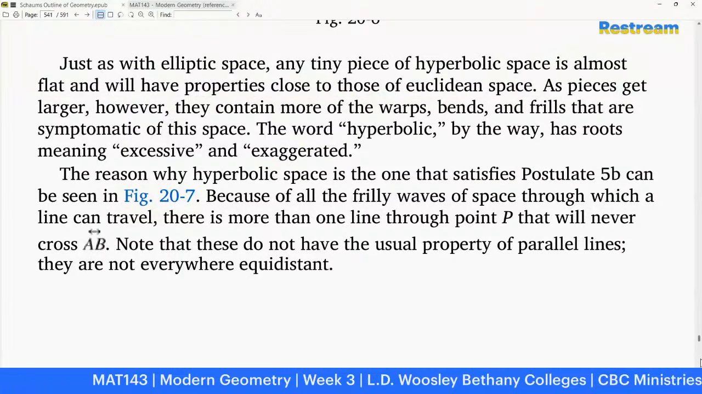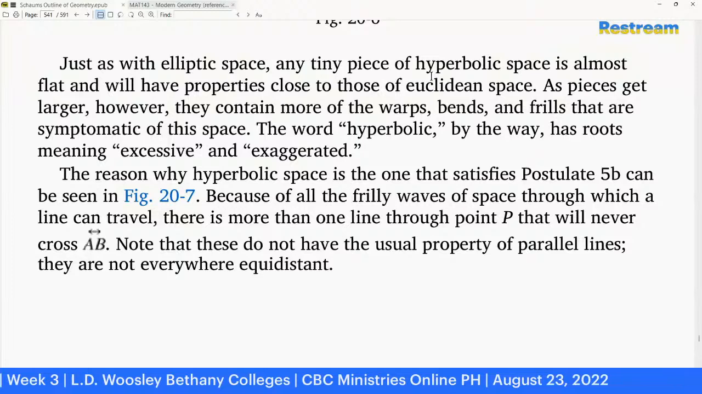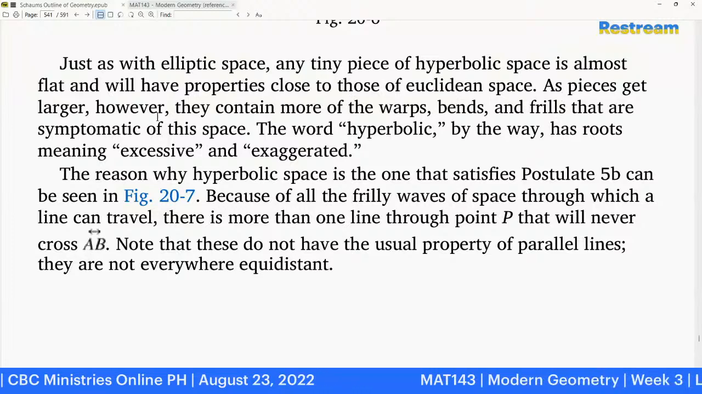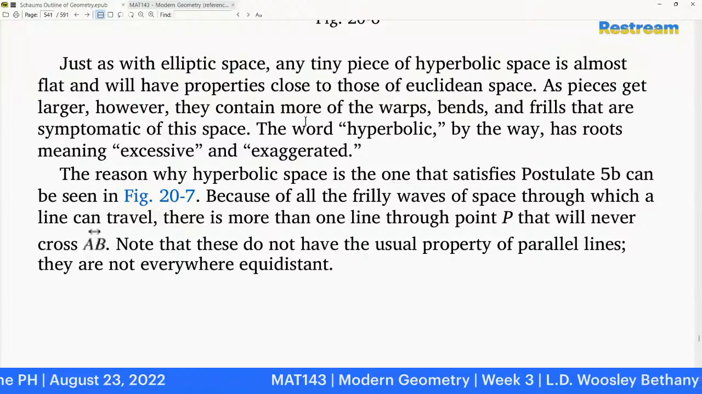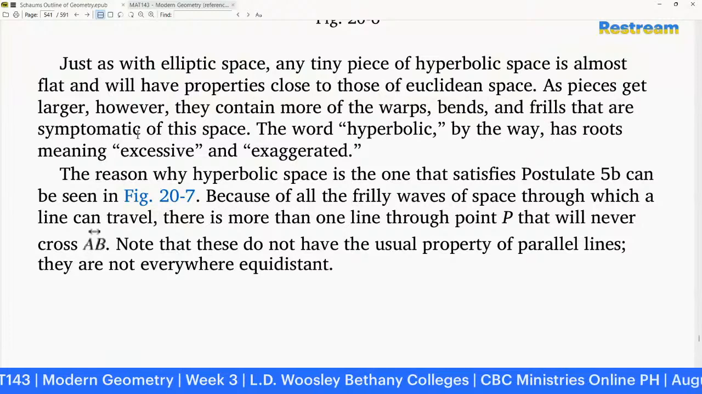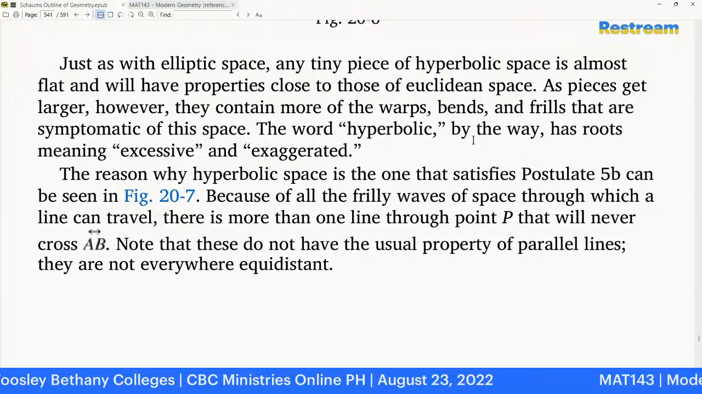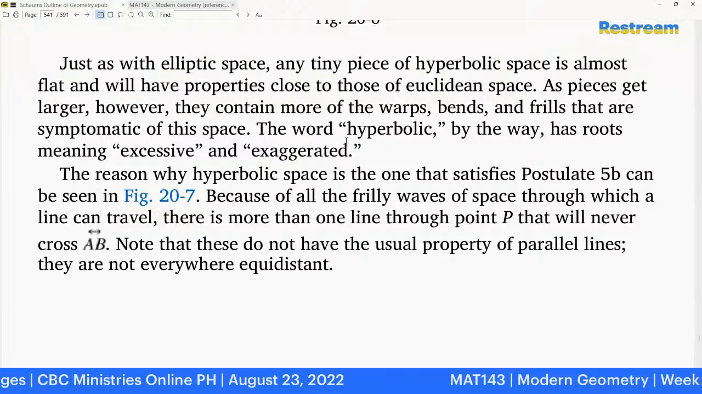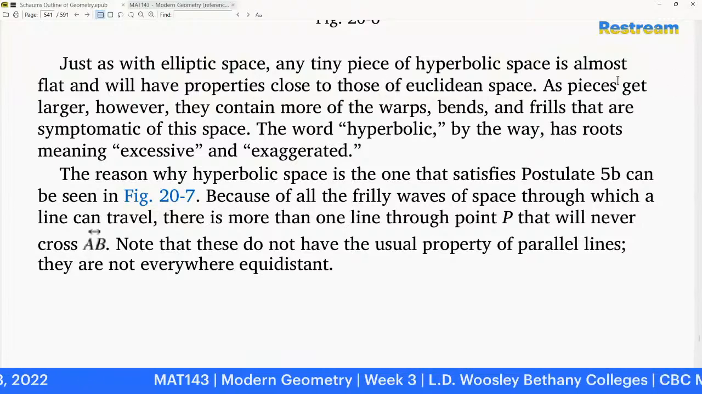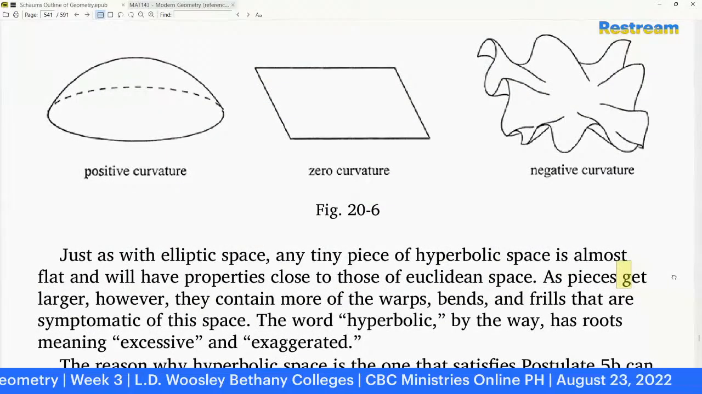Okay, just as with elliptic space, any tiny piece of hyperbolic space is almost flat and will have properties close to Euclidean space. As pieces get larger and larger, however, they contain more of the wraps, bends, and frills that are symptomatic of the space. The word hyperbolic, by the way, has roots meaning excessive or exaggerated. So exaggeration. Kaya pag tinignan yung illustration nito, medyo exaggerated siya, yung curvature niya on a negative sense.